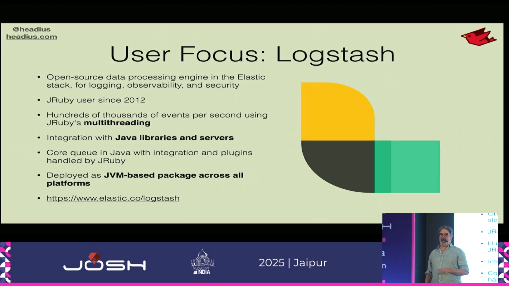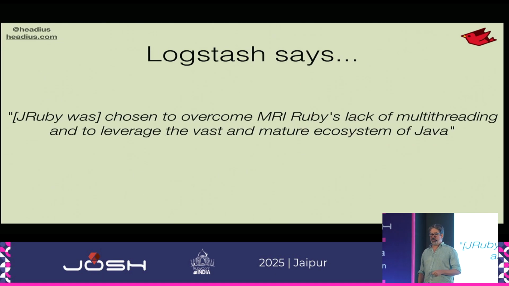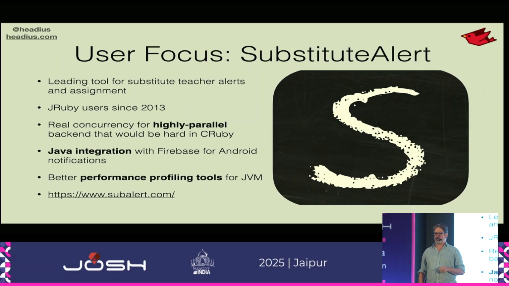User focus on Logstash. How many people are Logstash users here? Have ever worked with the Elastic Stack? You are a JRuby user. That is a JRuby-based product. Hundreds of thousands of events using JRuby's multi-threading, using Java libraries and servers, deploying on all sorts of systems. Anywhere a JVM can run, Logstash can run because of JRuby. Logstash says JRuby was chosen to overcome MRI Ruby's lack of multi-threading and leverage the vast and mature ecosystem of Java. That's what you get from running on JRuby.